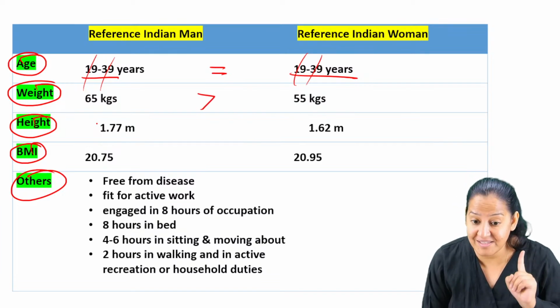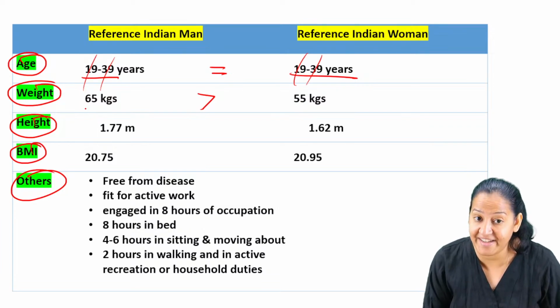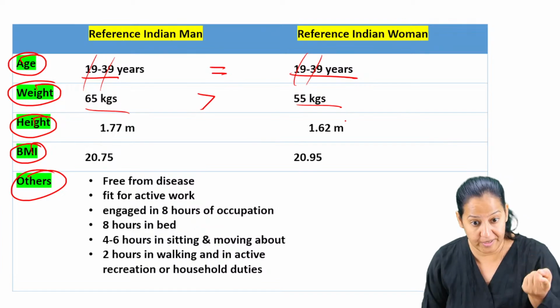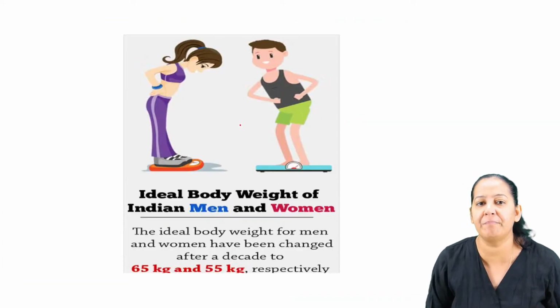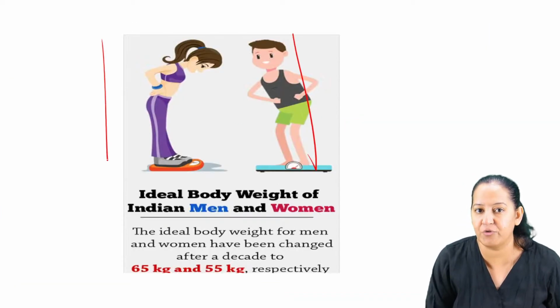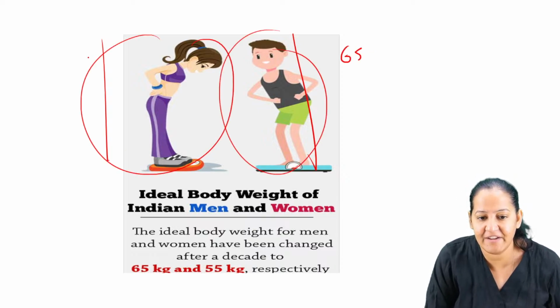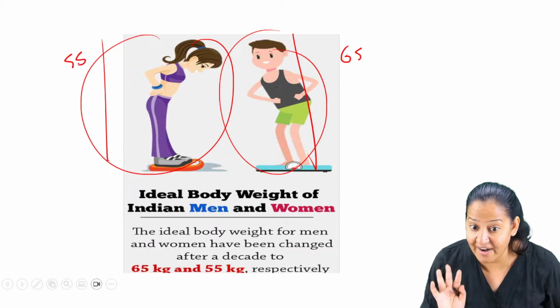Weight is more in male. So reference Indian male's weight is 65 kg and reference Indian female's weight is 55 kg. So it is more in male. Males are a little bit taller as compared to females, and weight is also a little bit more than females. So male is 65 kg, female is 55 kg. That is regarding the weight.